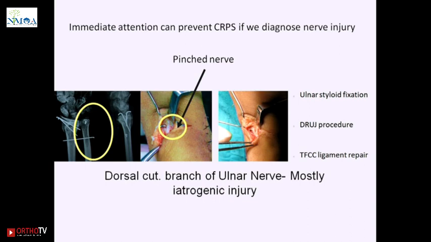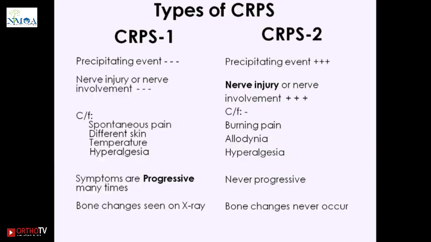Now mostly it is caused due to iatrogenic injury, wherein when we try to fix the ulnar styloid, it comes in the way. Second, whenever we try to fix the DRUJ from the ulnar side, then also it might get involved. And when we are repairing a TFCC ligament, it might also get damaged.